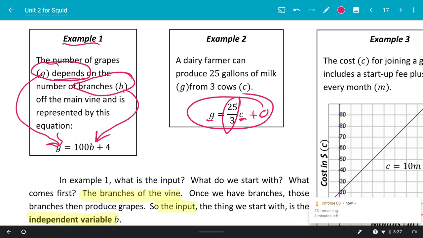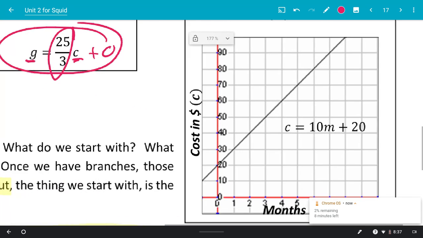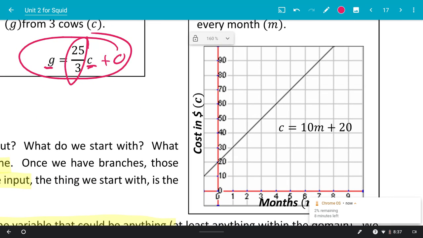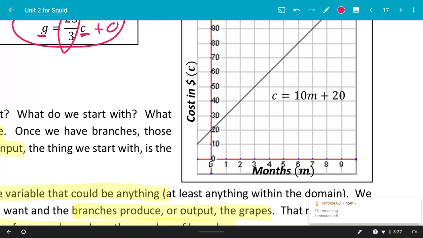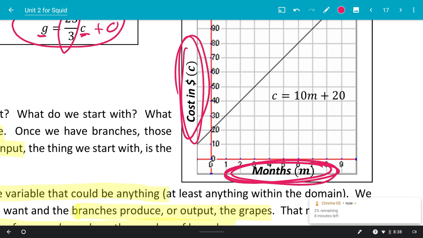Looking at the third way, what if I'm given a graph? What if I'm given a graph? What is my independent variable? The x, or in this case, it's the m. And my dependent variable then is my c. Okay. Now, what is my initial value?